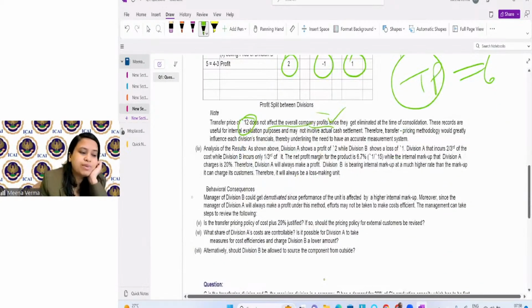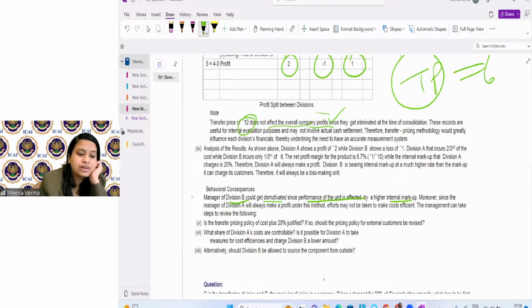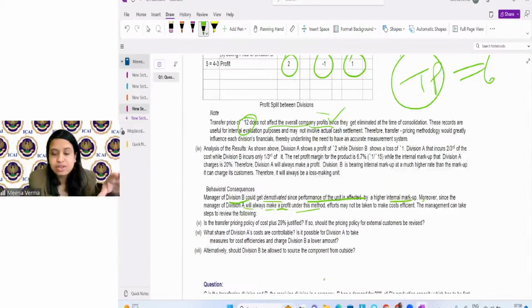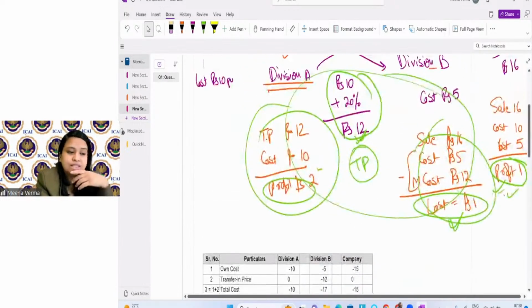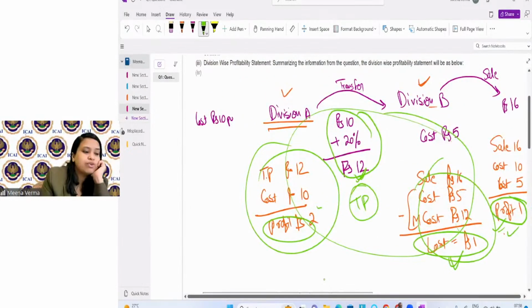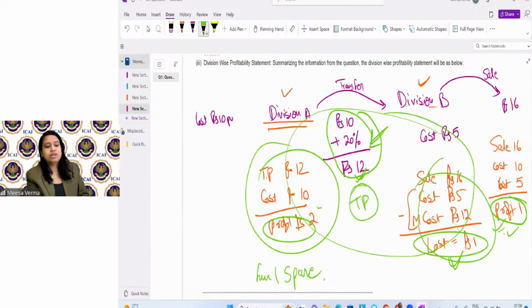What will happen here? The manager of division B is having losses, so he may get demotivated since the performance of the unit is affected by the higher internal markup, right? Moreover, the manager of division A will always make a profit under this method. If you follow the cost plus markup method, whether the manager of division A works in full capacity or spare capacity, irrespective of that, if this is the method of transfer pricing, cost plus markup, this manager will always earn some profit of 20%.